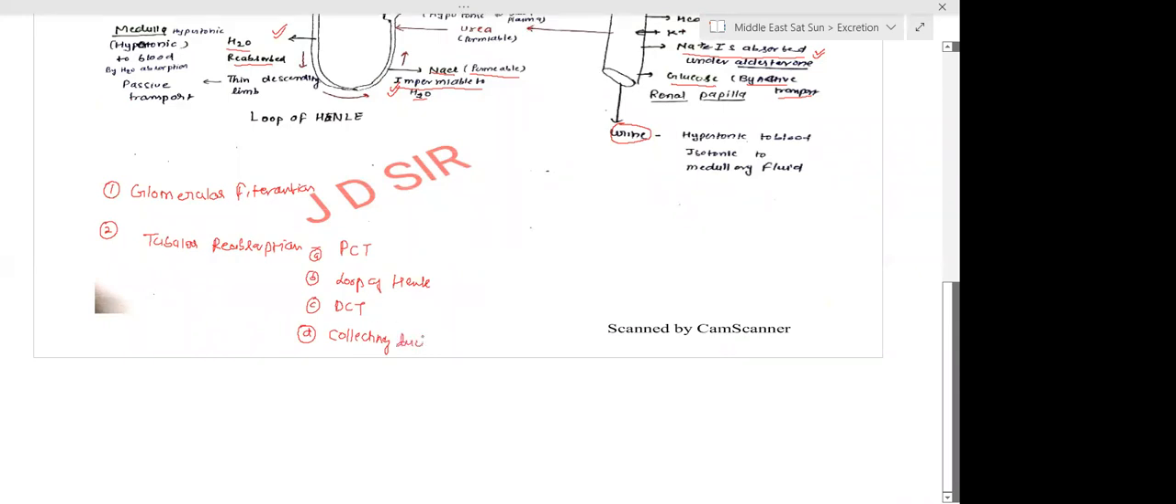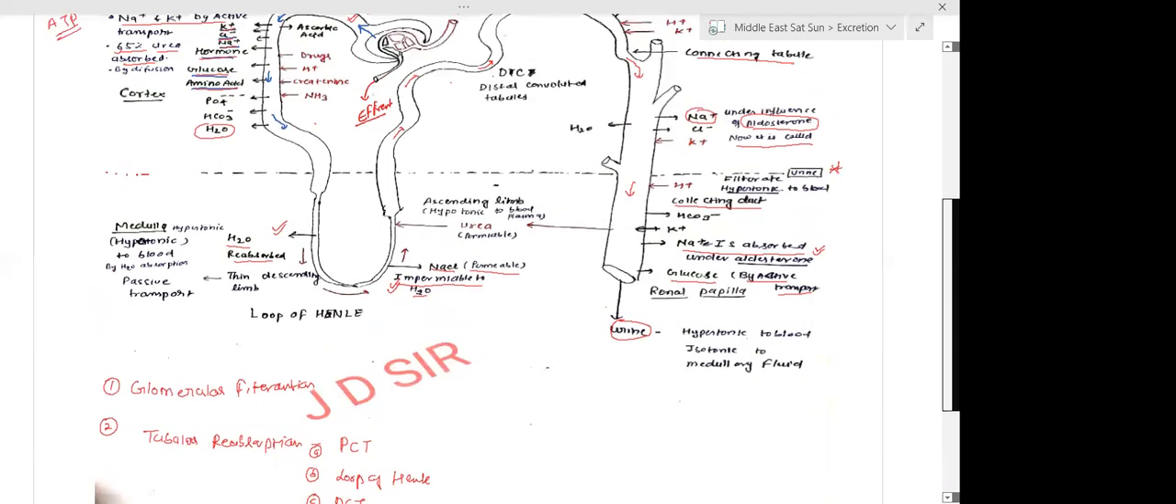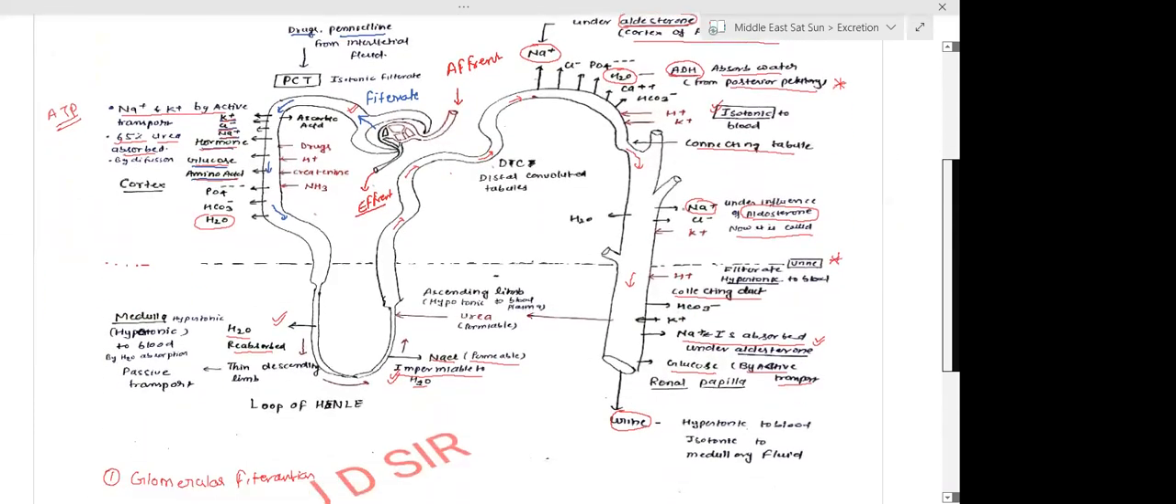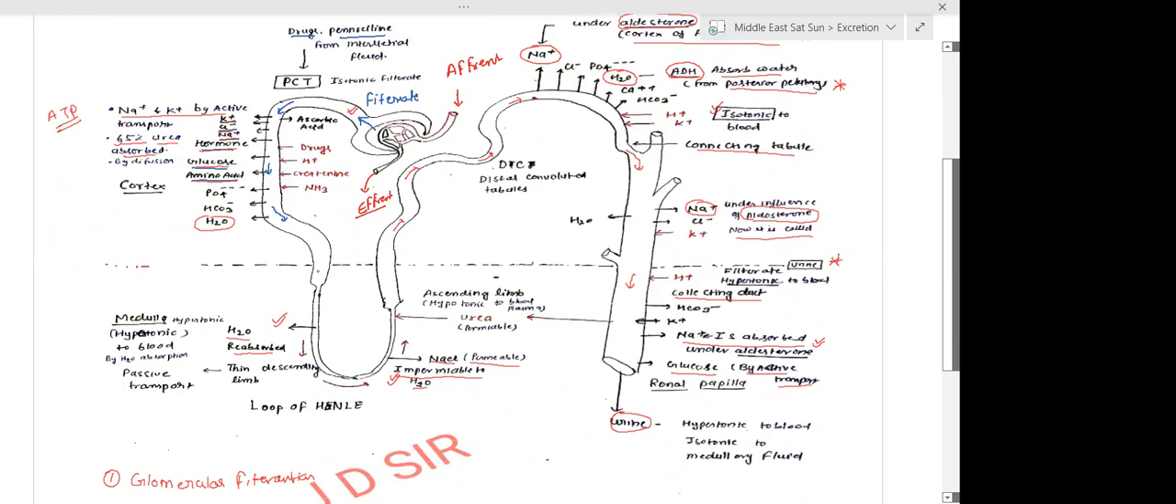Collecting duct. Right. Now start writing down the collecting duct. This part, collecting, please note it down. Sodium is, again, the absorption of sodium takes place. Sodium is reabsorbed in the collecting duct under the influence of aldosterone. Under the influence of aldosterone.